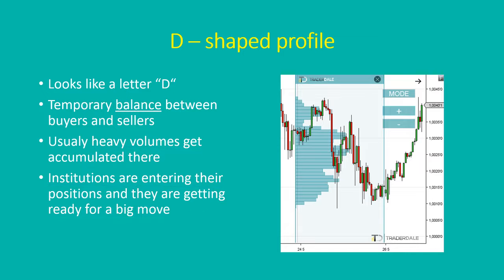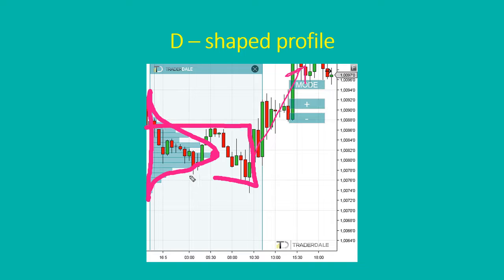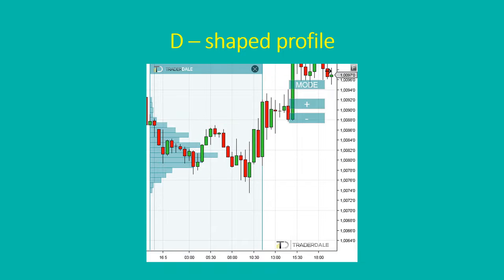So let me show you one more example of the D-shaped profile. As you can see, the profile is also D-shaped here. This is the point of control. By the way, you can see that from the point of control, a trend starts. In this case, institutions were accumulating their positions here. Afterwards, they initiated strong buying activity. They initiated a trend. Alright, so that's the D-shaped profile, which is a sign of a balanced market. It's a sign that institutions are accumulating their positions.